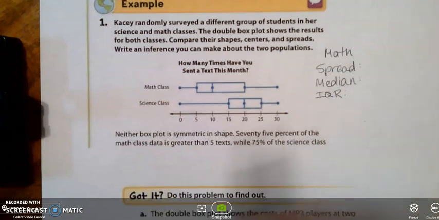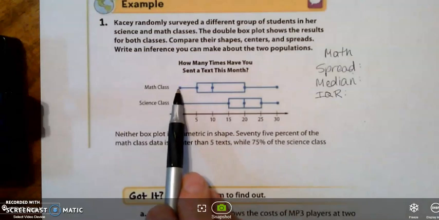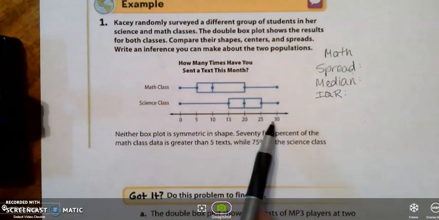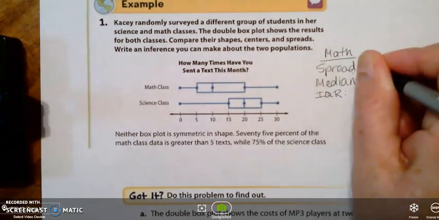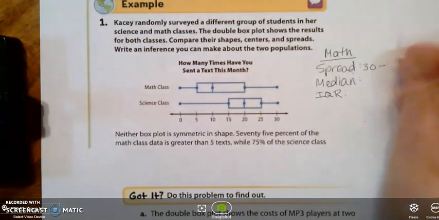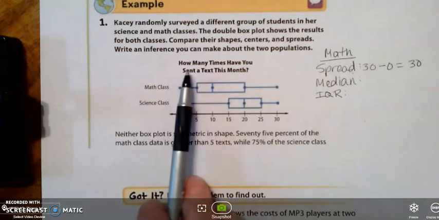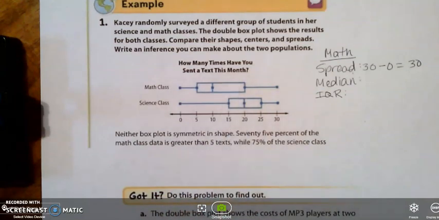So spread would be from point to point. So from here all the way down to here, because I have to make sure these are all pieces of the data. Even if there was 30, if there wasn't a dot above 30, we wouldn't be using that. So for the range or the spread, we're going to do 30, take away 0, and we get 30. This one says, how many times have you sent a text message this month? I think that's kind of funny because I bet y'all have sent 30 in a day, or more.